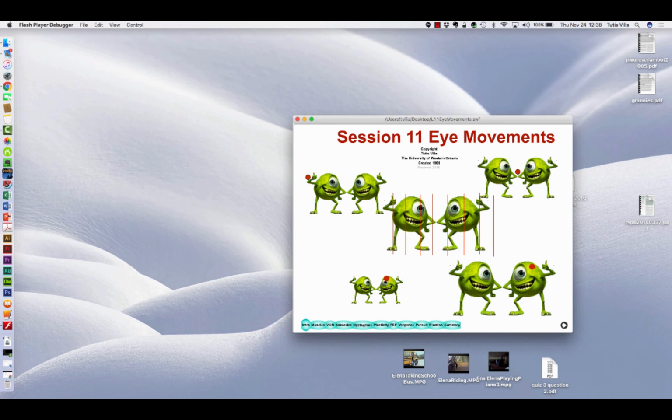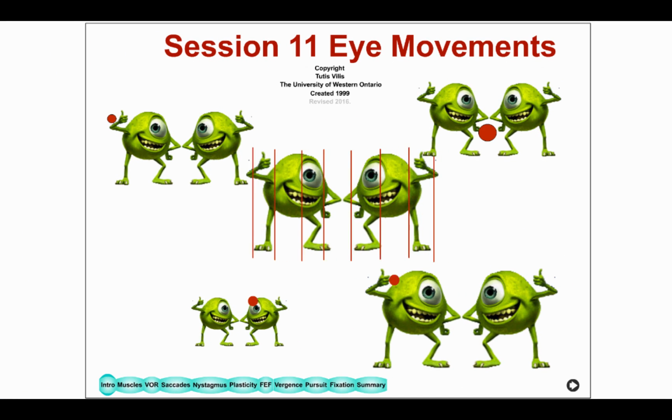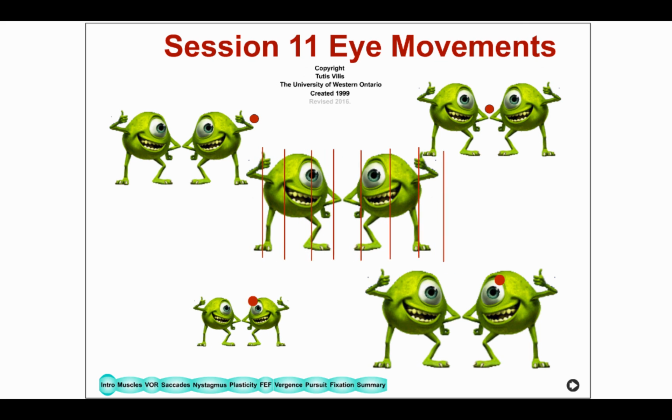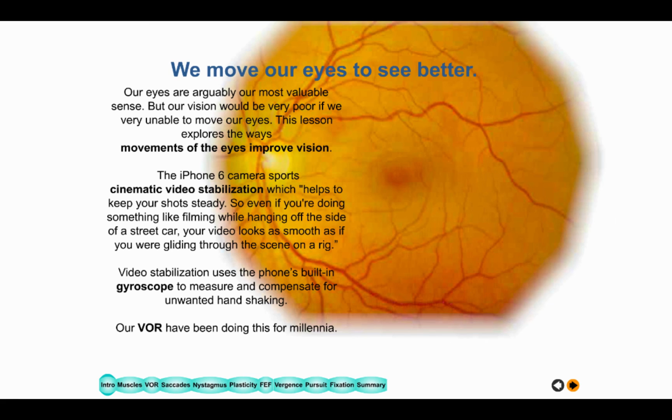So today we have eye movements. We're talking about this in a sensory course because we move our eyes in order to see better. They are what keeps the image stable on the fovea and, in fact, the entire retina.